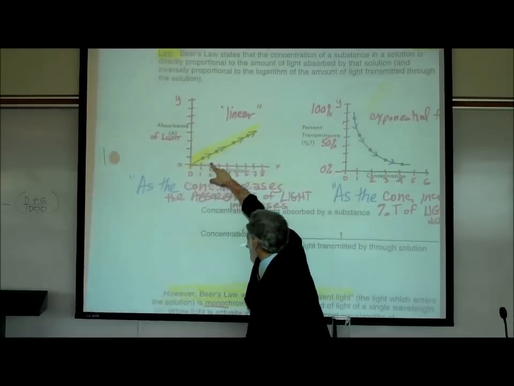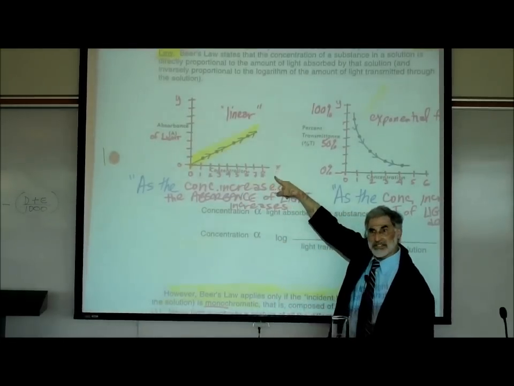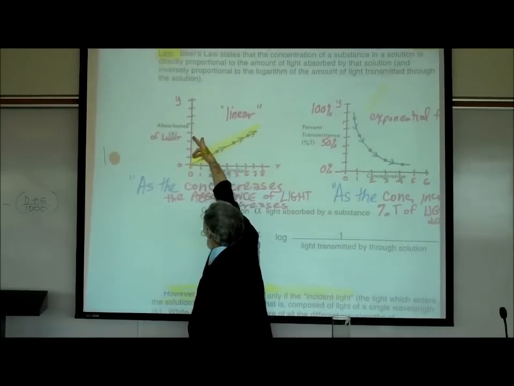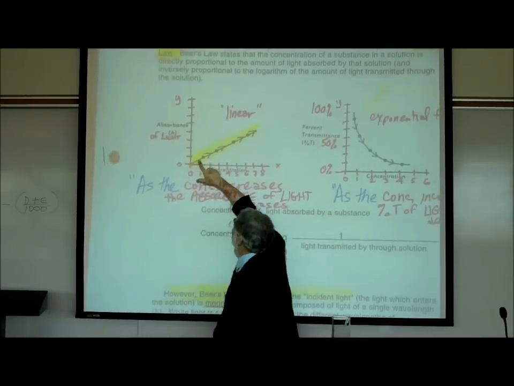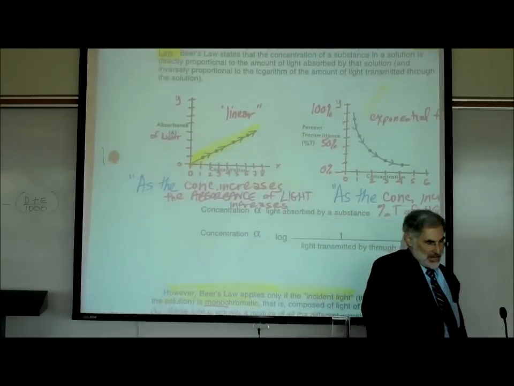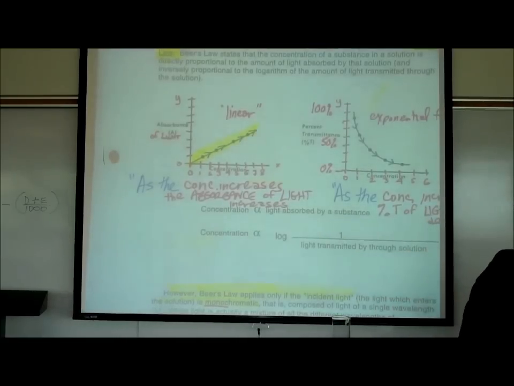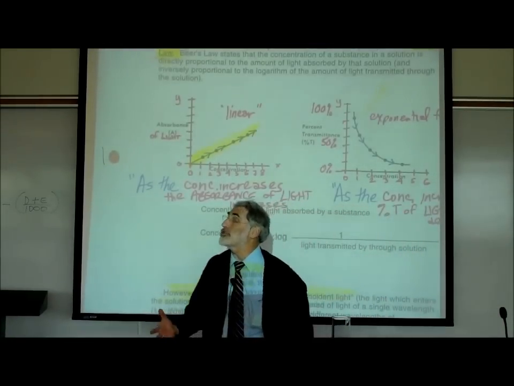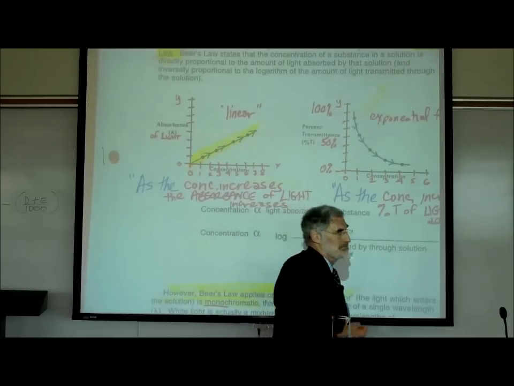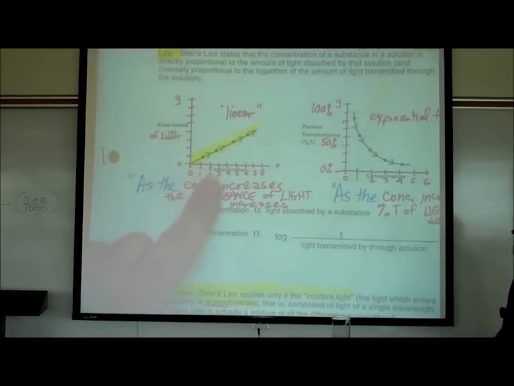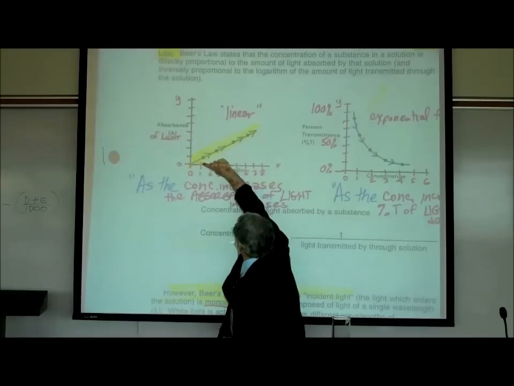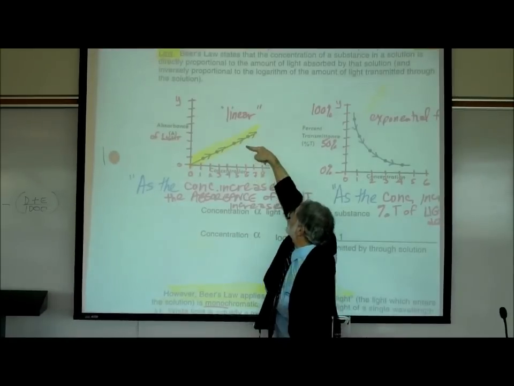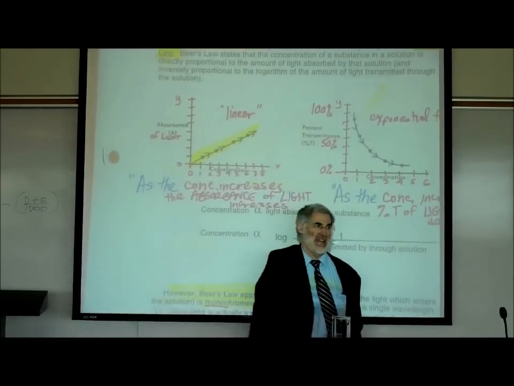As the concentration increases, right? Then we look at the y-axis, the absorbance of light, and what is the graph line showing? It increases, right? So the more sugar that's in a solution, the more light it absorbs. Again, if we have this much sugar in the solution, it absorbs this much light. If we had more sugar in the solution, it absorbs more light.